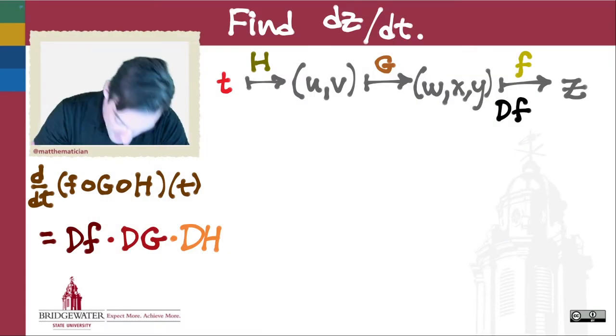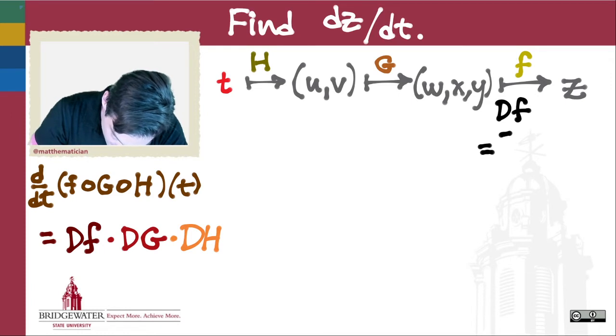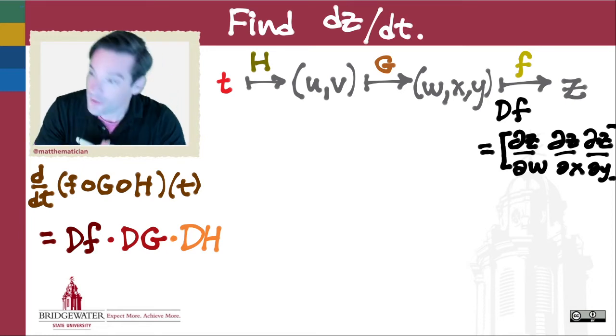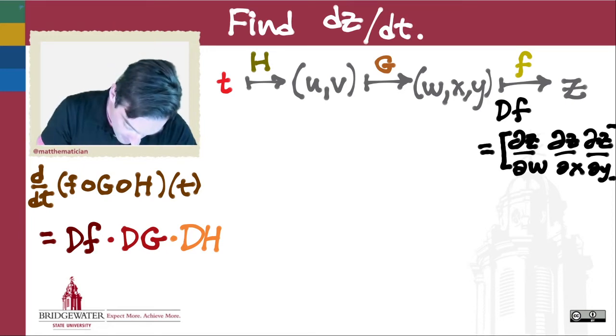And so the derivative matrix here on the end is going to be a row matrix, which is the derivative of z with respect to w, the derivative of z with respect to x, and the derivative of z with respect to y. So there's the derivative matrix for the last function f.